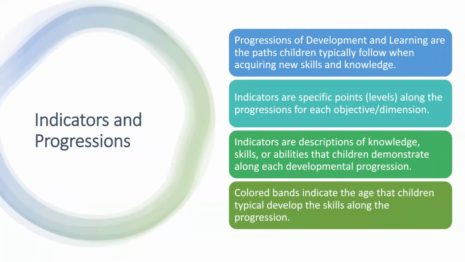Indicators and progressions. Progressions of development and learning are the paths children typically follow when acquiring new skills and knowledge. Indicators are specific points or levels along that progression for each objective or dimension. The indicators are descriptions of the knowledge, skills, or abilities that children demonstrate. There are also colored bands that indicate the age that children typically develop the skills along the progression.